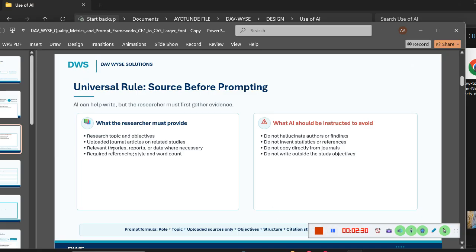Then relevant theory, reports, or data where necessary, then required reference style and word count. There are some projects like that. Then what AI should be instructed to avoid: it should not hallucinate, it should not invent authors or findings, it should not copy directly from journals, and it should not write outside the study objectives.